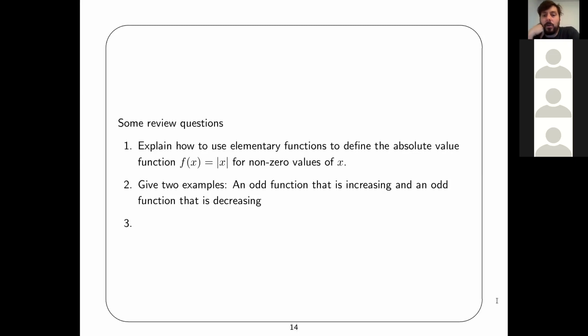Now, this is also odd because if you just put in minus x in there, then it just becomes x, and it changes the sign. I didn't have a third question here, but these are simple review questions. You understand how this works.